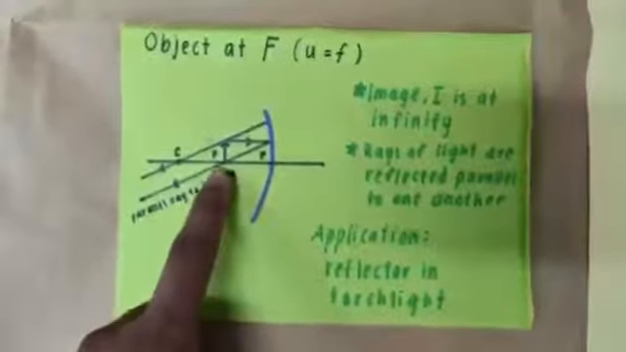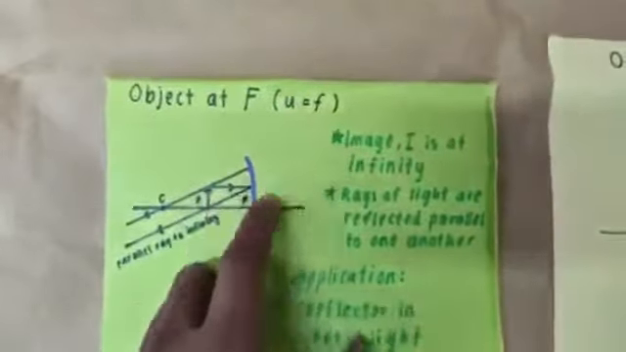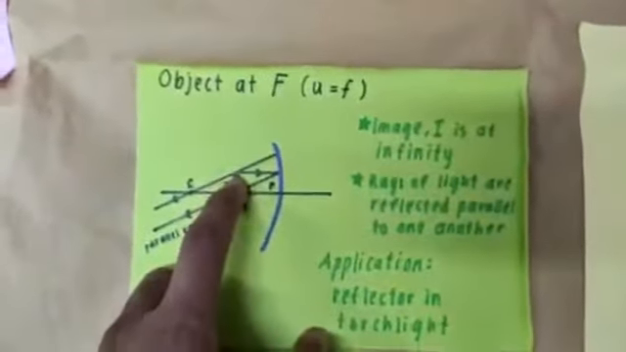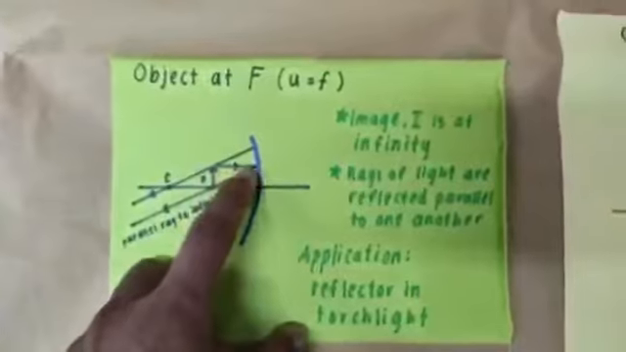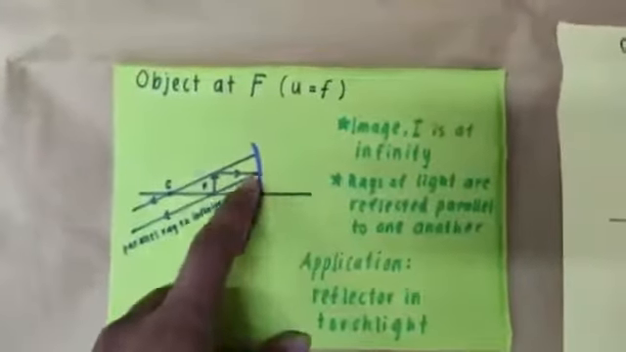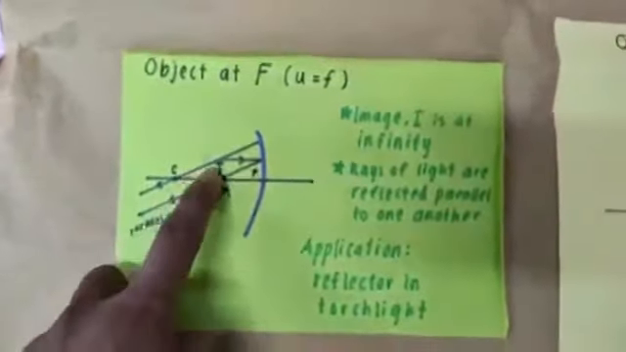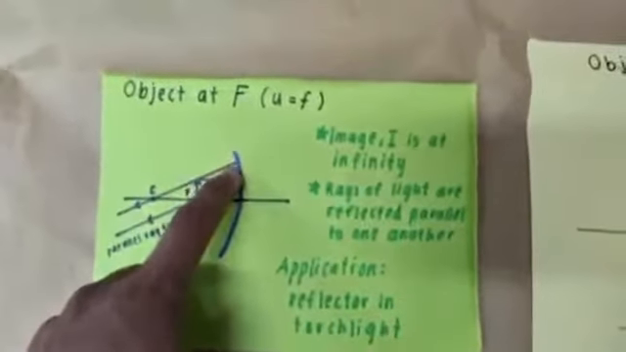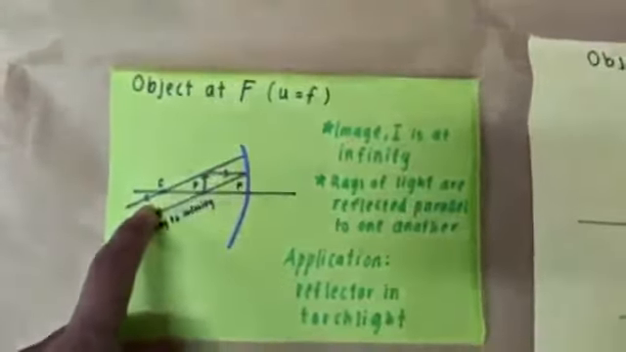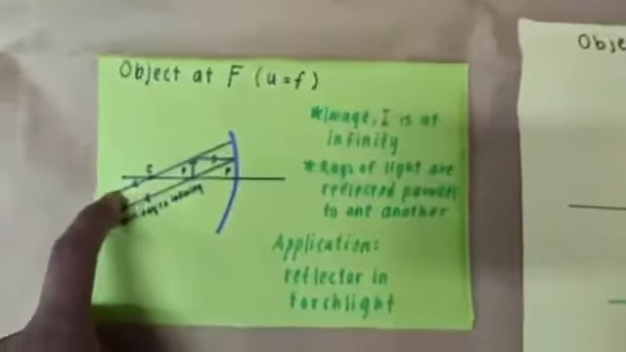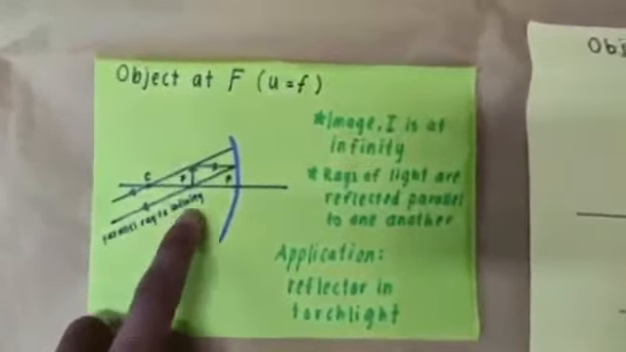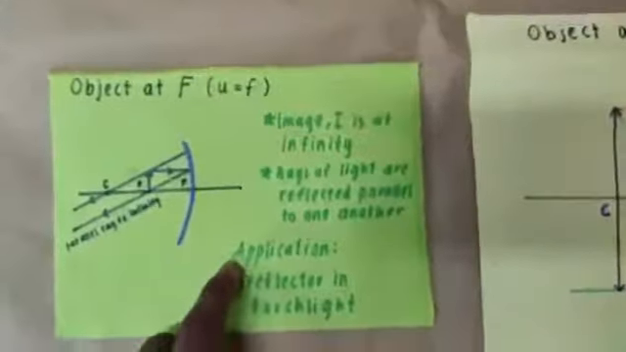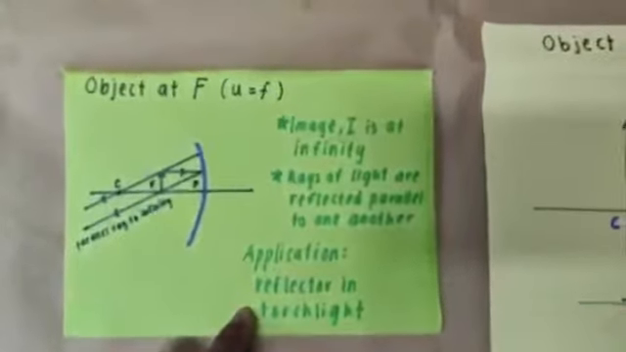Next, if the object is at F, which means U equals F, first as usual, we draw the light propagating to the concave mirror and going through F. And the second rule is, if the light travels straight, it will turn back on its own path. So this is what we call parallel rays to infinity. The application is the reflector in the torchlight.